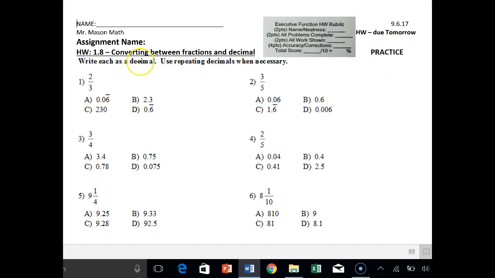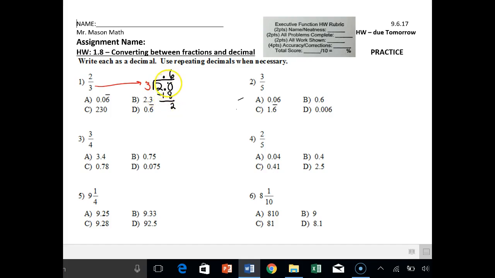So it says write each as a decimal. Use repeating decimals when necessary. So I'm going to do a problem like number 1 for you. Remember, you want to do the denominator 3 into the numerator. I just drew an arrow, so you should also draw that arrow, right? Now 3 can't go into 2, so I say decimal, decimal, 0. 3 goes into 20 6 times. That's 18. 2 left over, right?